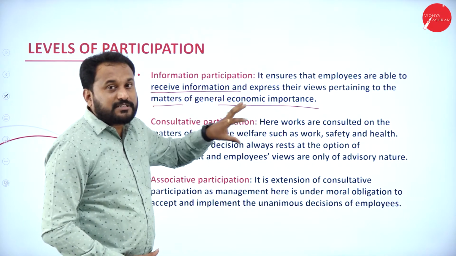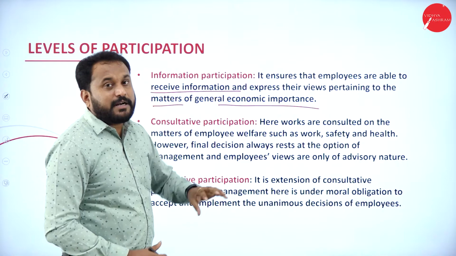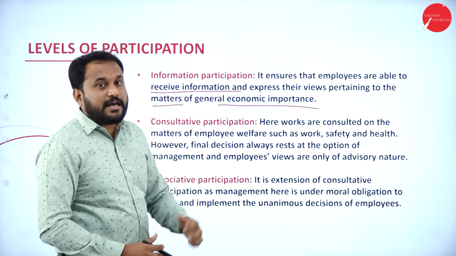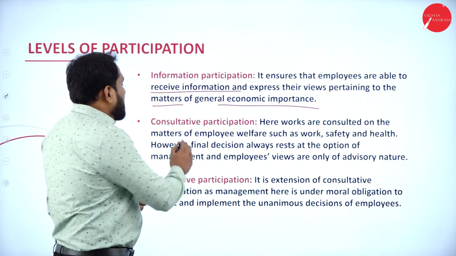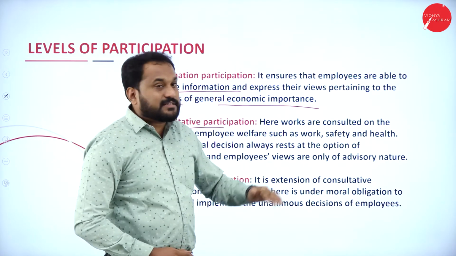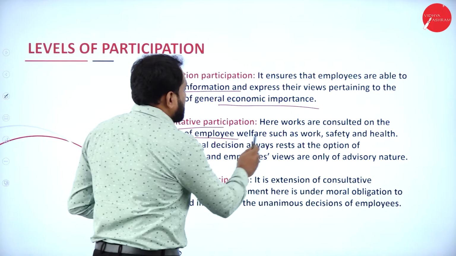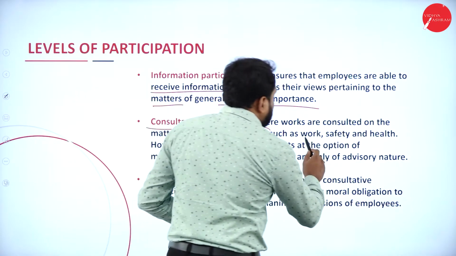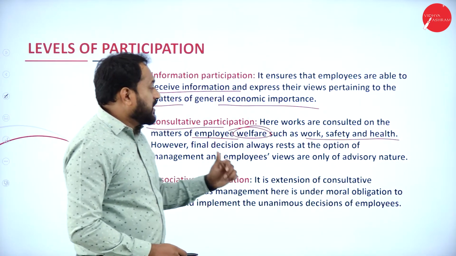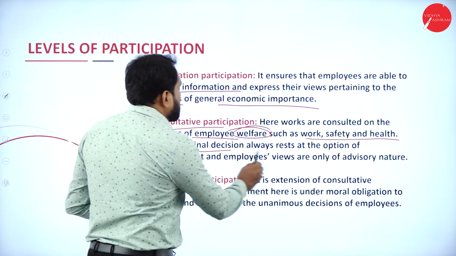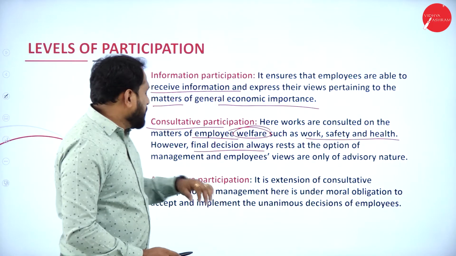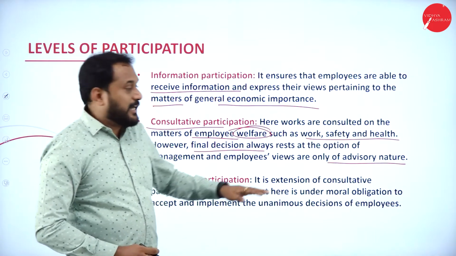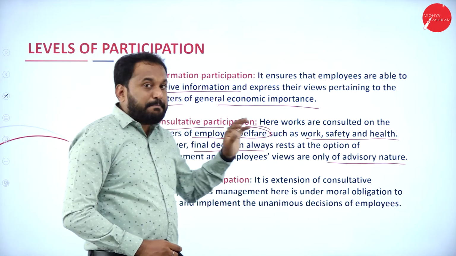In participation, you are supposed to be very transparent is what they feel, but in many places it will not be 100% transparent, but definitely there will be 80 to 85% transparency to the employees. Consultative participation: here workers are consulted on matters of employee welfare, such as work, safety and health. So these three things are the basic ones that you should actually give them: work, safety and health. However, the final decision always rests with management, and employees' views are only of an advisory nature. So the workers can only go with an advisory nature, but everything rests in the manager's hand.